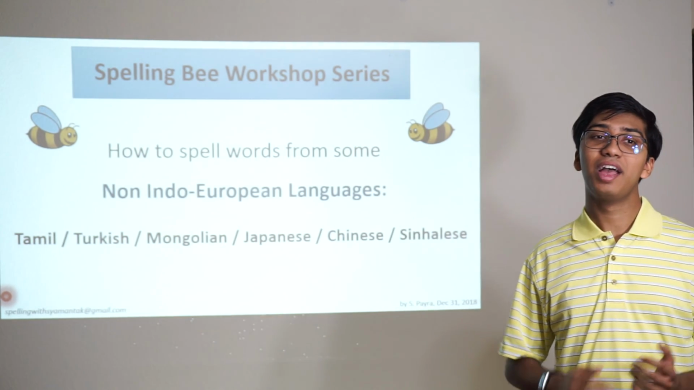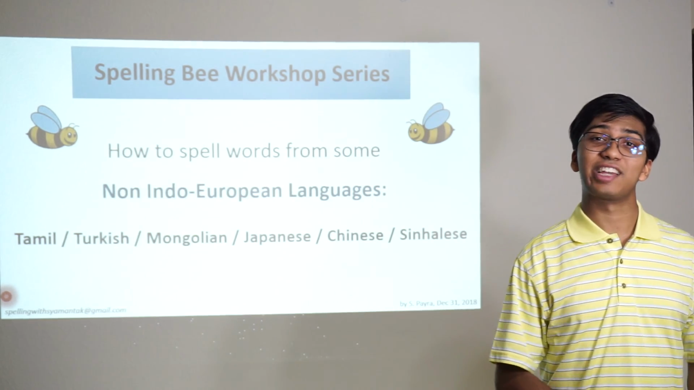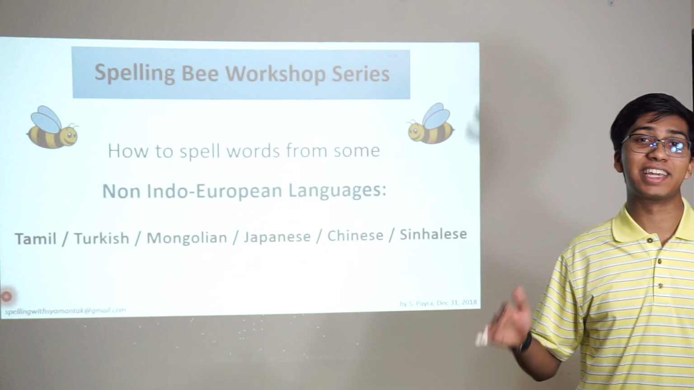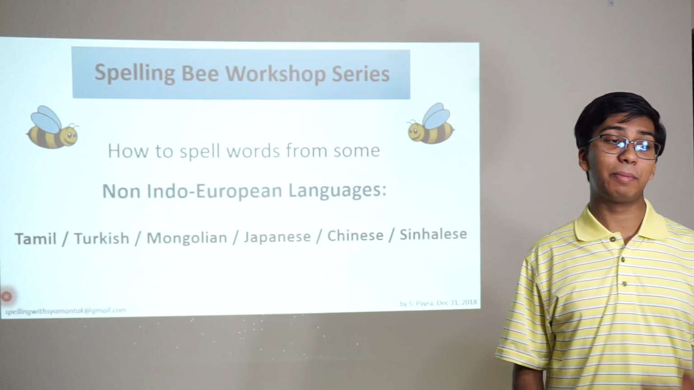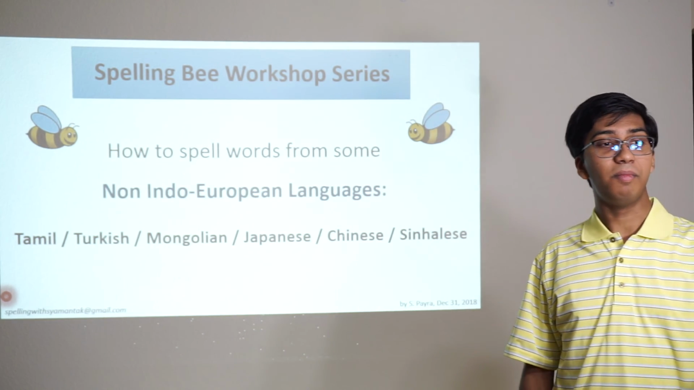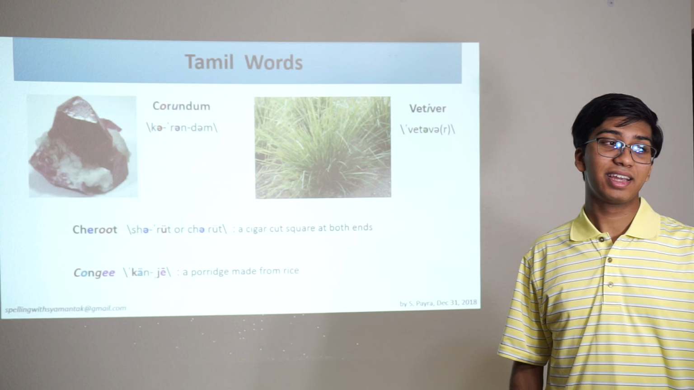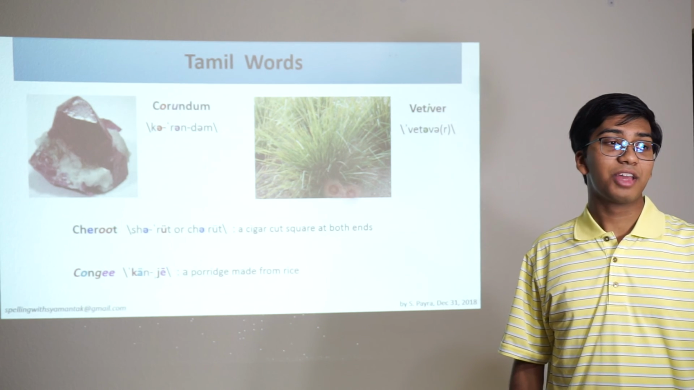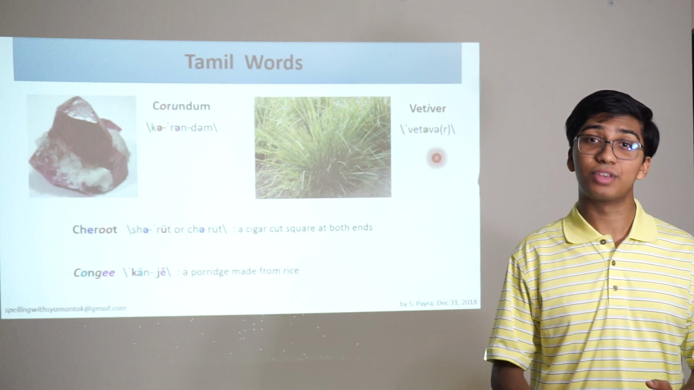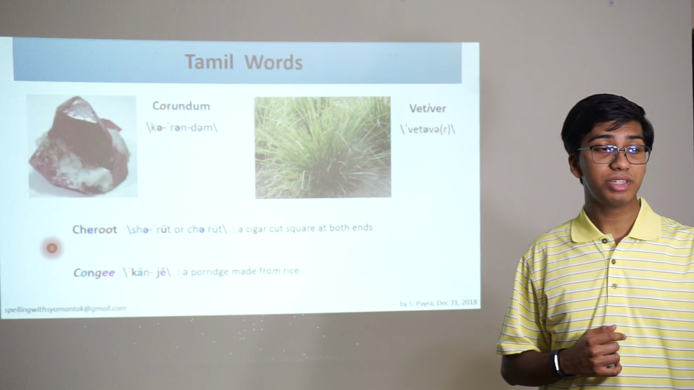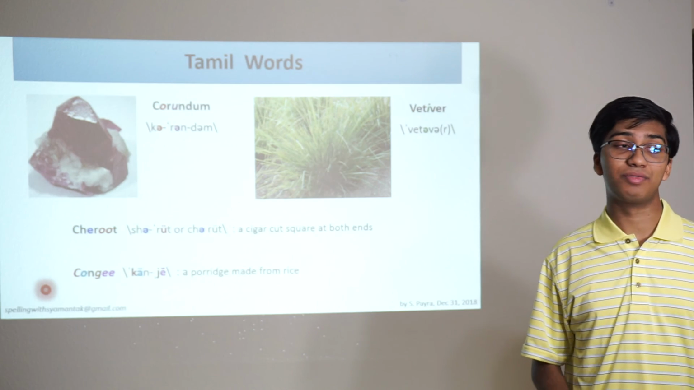And that brings us to the other portion of this video workshop, which is the non-Indo-European languages that fall under the umbrella of broadly Asian languages, which include Tamil, Turkish, Mongolian, Japanese, Chinese, and Sinhalese. So for some Tamil words, corundum is a kind of mineral. You have vetiver, which is this grass that's often used in making soaps and perfumes. You have cheroot, a cigar cut square at both ends. And kanji, a porridge made of rice.